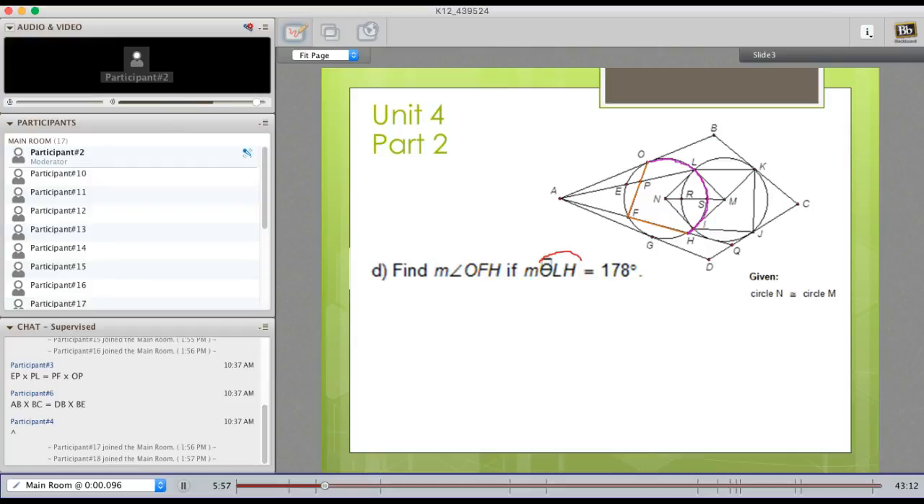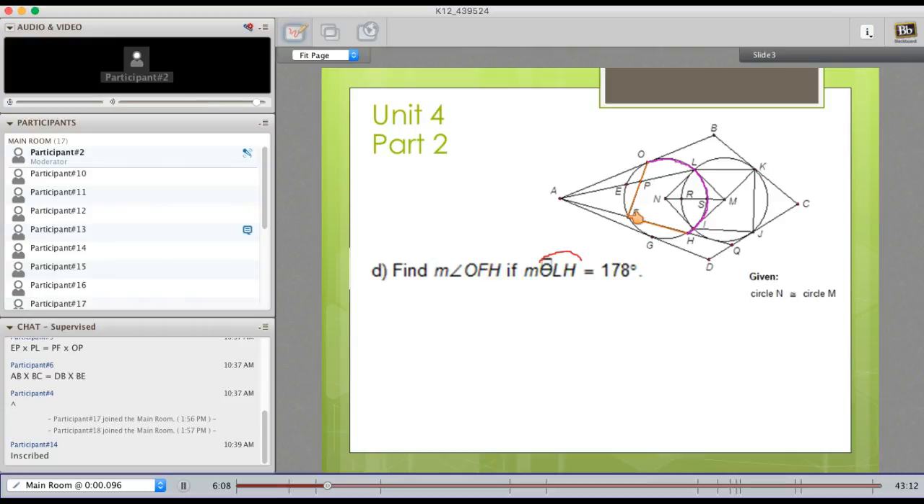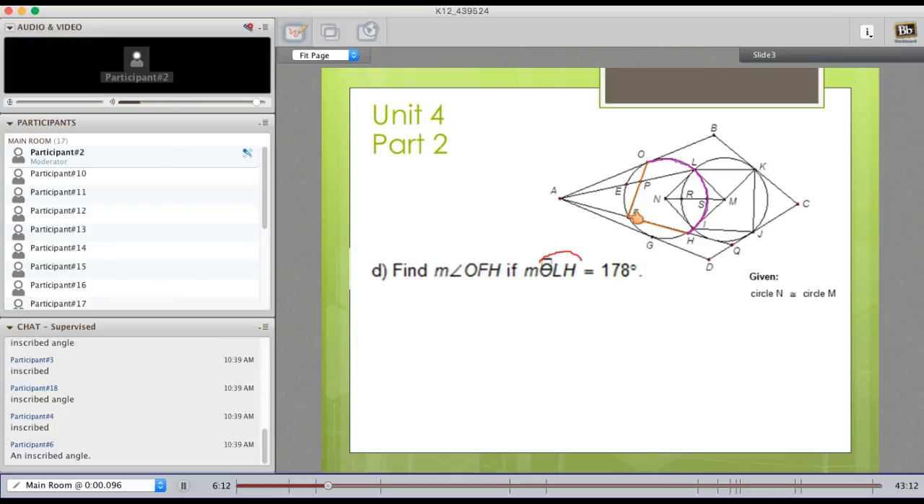So what's the relationship there? What would you call OFH? What kind of an angle is OFH? It has the endpoint or the vertex on the edge of the circle. What kind of angle is that? Good, it's inscribed. So you want to look at your formula sheet for your inscribed angles. Good, you guys got that. What's the relationship between the inscribed angle and the corresponding arc? Notice how this arc touches the angle at the endpoints.